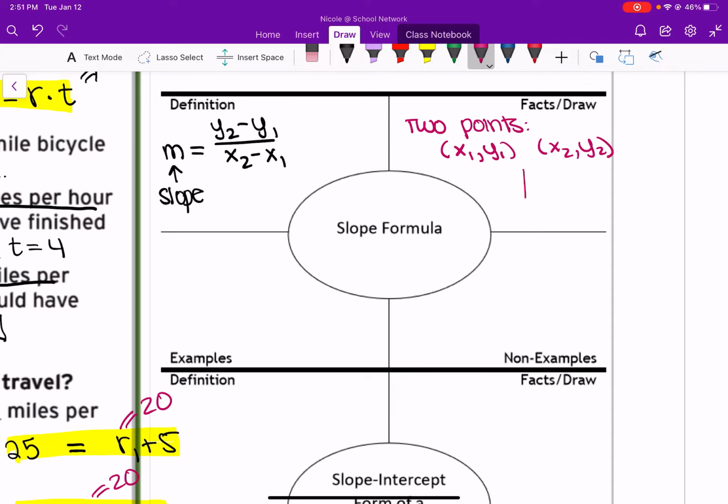So, you know what, I'll draw it over here. I'll draw something at each of these. So examples, so here we have 2 points, there's a line.